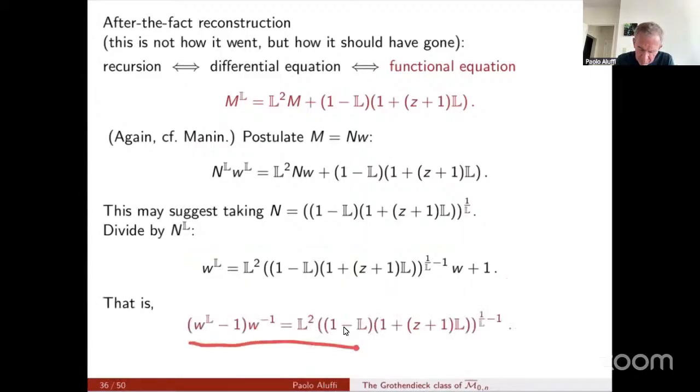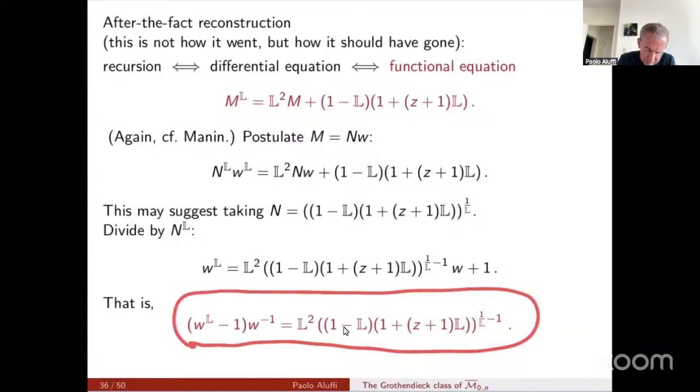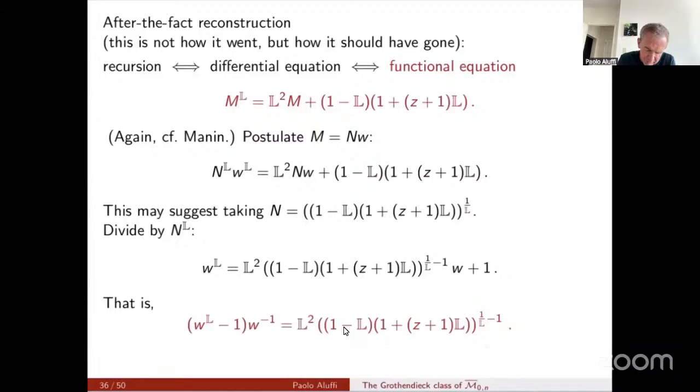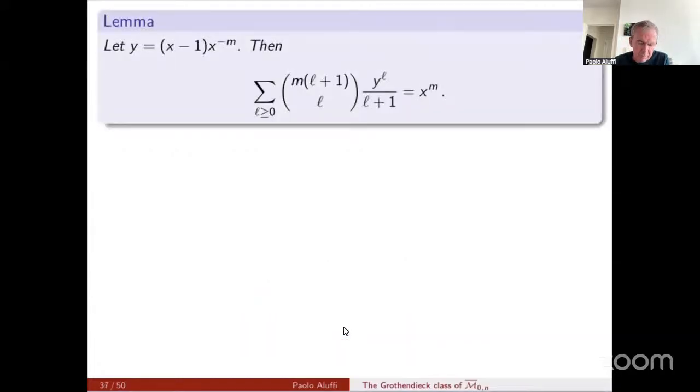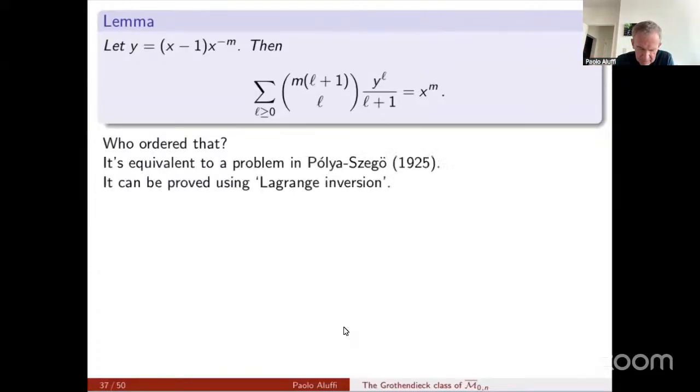Now, this is what you know. You want a w such that the nth power of w minus 1 times the inverse of w is this particular expression. Then you have to come up with this. This is a combinatorial lemma. And again, you can go to Maple and check that this works for all the m's you want. But no, where does it come from? How do you deal with something like this?